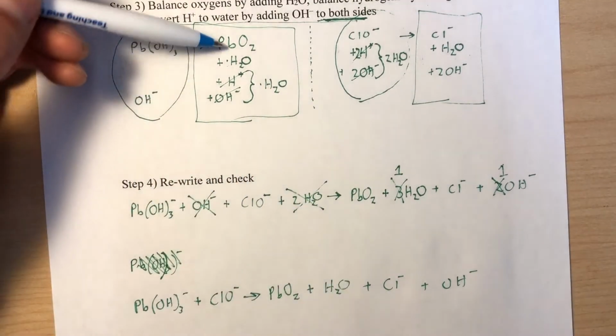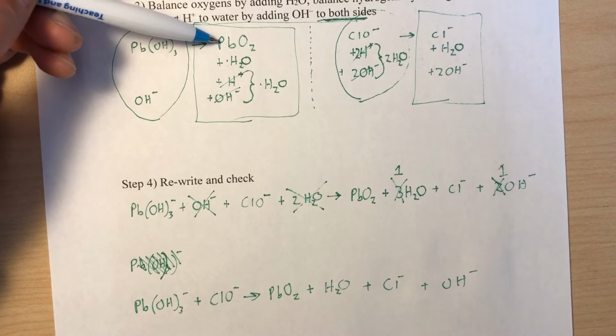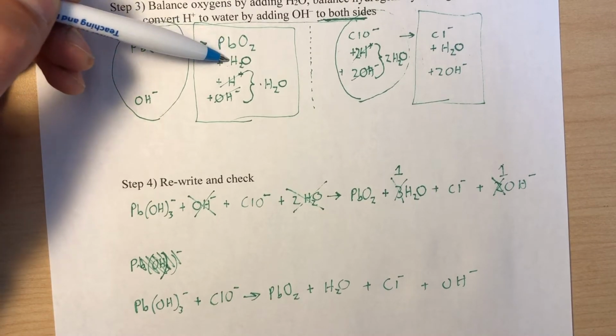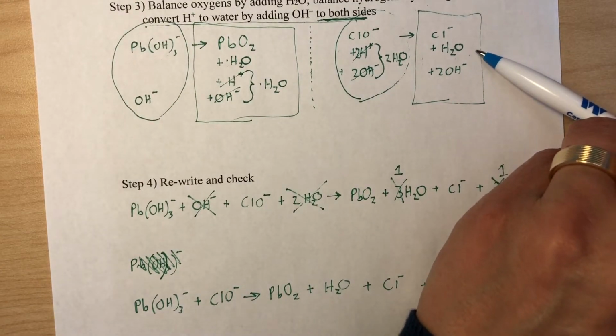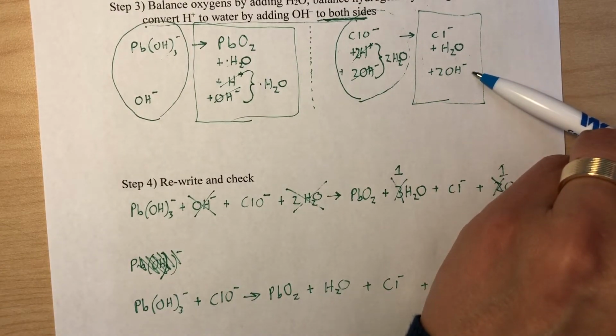On the right side of our reaction, on our product side, we have lead oxide and 2 equivalents of water, and chloride and 1 additional equivalent of water, making 3, and 2 hydroxides.